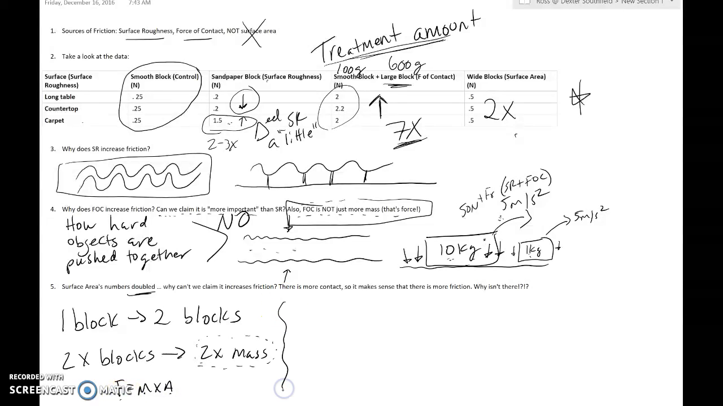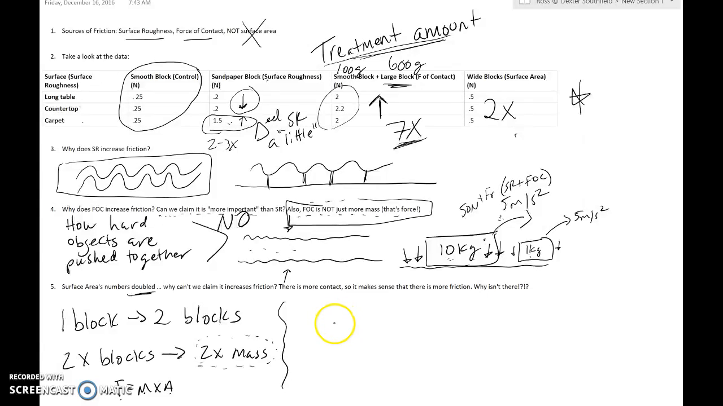So even though we know that surface area does not have an effect, if there's more contact, and contact is inherent to friction, shouldn't there be more friction? Our whole definition of friction comes from the idea that if you increase contact, either through surface roughness or through force of contact, you're going to get more friction. So if surface area increases contact, why doesn't it create more friction?